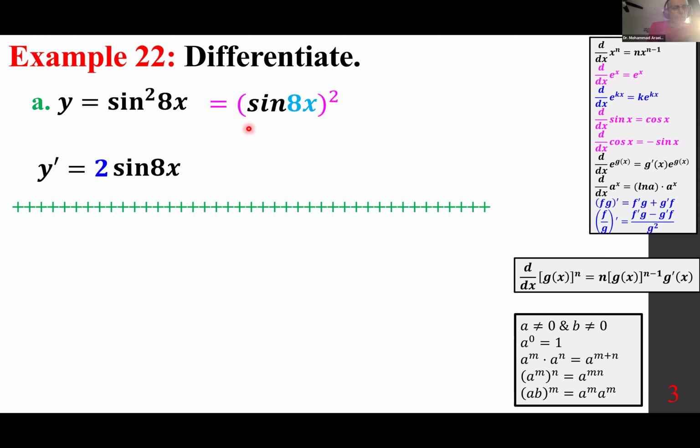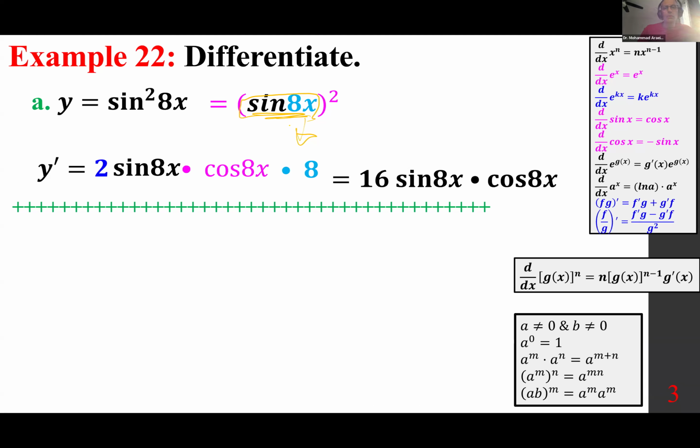And then the derivative of sine 8x. Now remember, the derivative of sine is cosine, which means cosine of the same argument, cosine 8x. By the chain rule again, we need the derivative of 8x, which is simply 8. And now we put everything together, we get 16 sine 8x cosine 8x. By the way, 2 sine cosine is sine of 16x, the double angle, and this becomes 8 sine 16x, just in case.